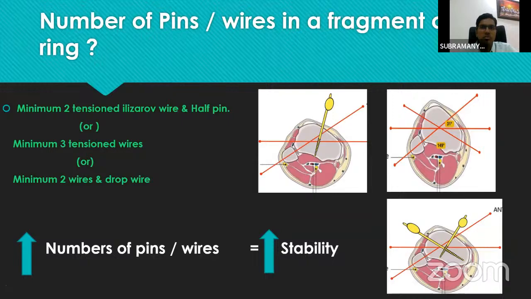So now the next common question for beginners will be how many pins and wires should be in each fragment or ring. So the minimum will be to use at least 2 Ilizarov wires and a half pin, or 3 tensioned Ilizarov wires can be applied, or 2 wires and a drop wire. So ideally my preference will be to use 2 wires and 2 shank pins. Always 1 wire or 1 shank pin more will be better on day 1, because at a later stage if there is some pin tract infection or the patient has pain, you have the chance of removing 1 wire or shank pin. So the more the number of pins and wires, the more the stability will be present.